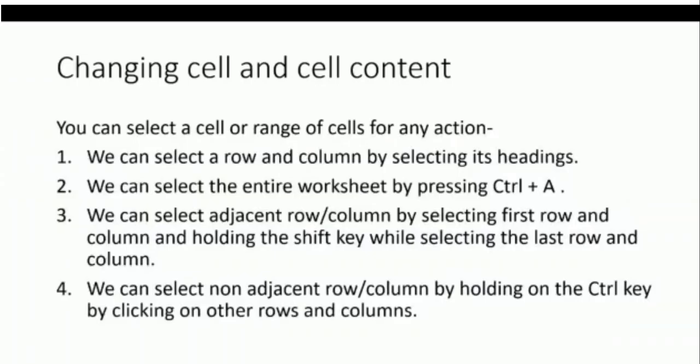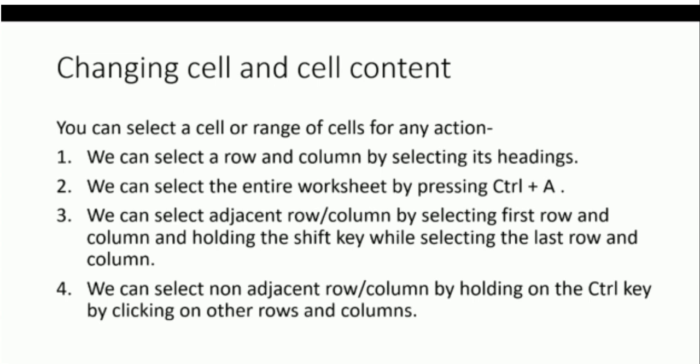Next, changing cell and the cell content. You can also change the cell or range of cell content. We can select the entire worksheet, children, by pressing only Ctrl plus A. And you can select row and column by selecting its headings. And you can also select adjacent and non-adjacent rows and columns.